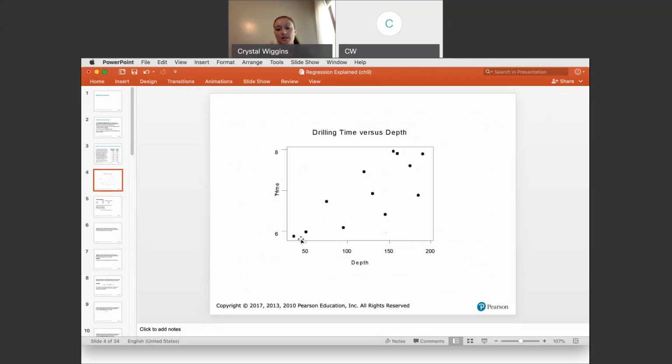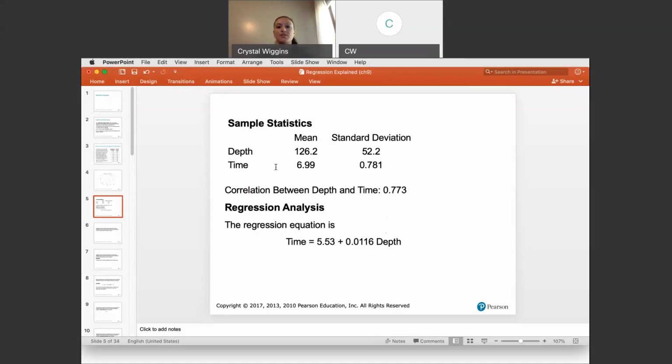They are not so tightly knit together. So I would guess a correlation coefficient of maybe 0.7. We'll calculate that exactly when we throw it into RGuru. The mean depth used in this data set is 126 feet. The mean time was 6.99 minutes. And the standard deviation, if you recall from Stats 1, helps us understand the spread of the data. The correlation between depth and time is 0.773.